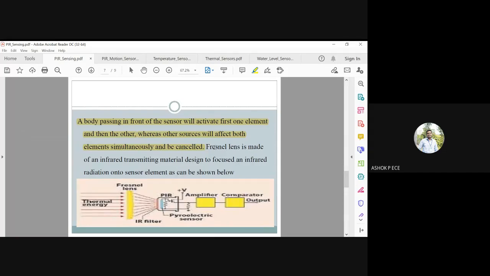The Fresnel lens is made up of polyethylene, the only material which can pass infrared light through it. So the Fresnel lens is made of polyethylene so that it can focus the infrared beam into the PIR sensor, and you have an amplifier and comparator to show the output.